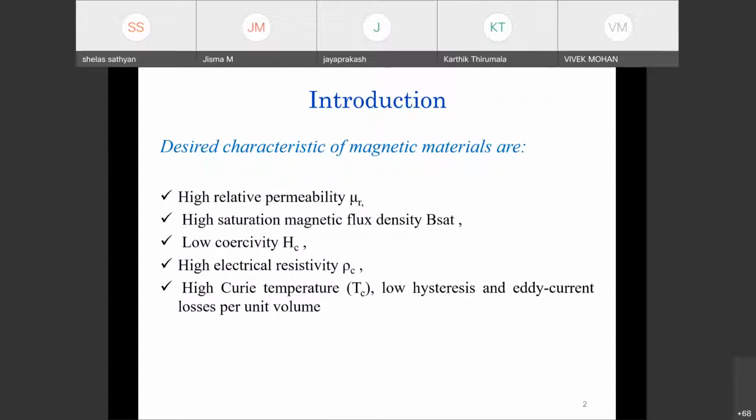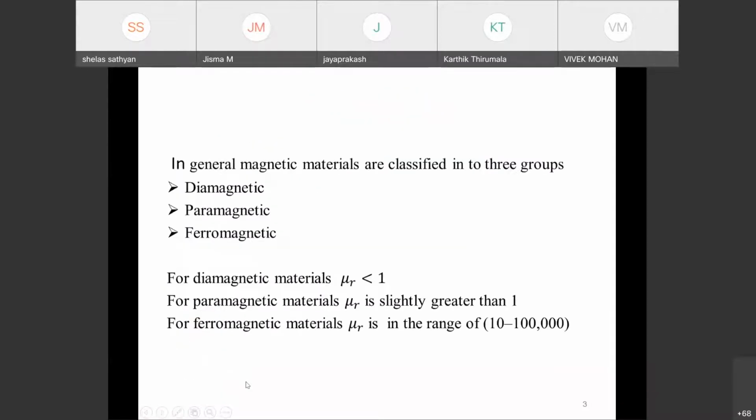In this regard, when you're thinking about a Curie temperature, that is quite important when we're designing a magnetic component. The Curie temperature is that temperature above which our magnetic material will lose its property. In general, we could classify the magnetic materials into three groups. One is diamagnetic, paramagnetic, and ferromagnetic. As we all know, for a diamagnetic material, relative permeability will be less than 1. For a ferromagnetic material, it will be quite high, in the range of 10 to 1 lakh.